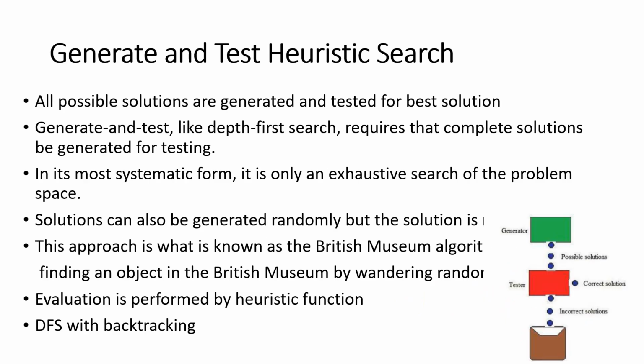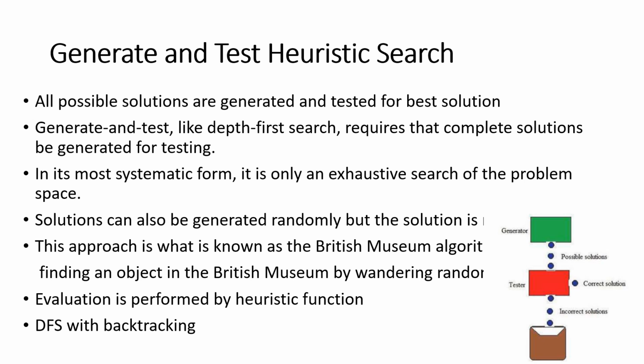Now we are going to discuss the generate and test heuristic search. For example, if we forgot our phone somewhere in our house, our way is to check every room, every table, every drawer until we find it. So this is an example of generate and test. We first generate a guess, check one place and test if the phone is there, and repeat until we find it.